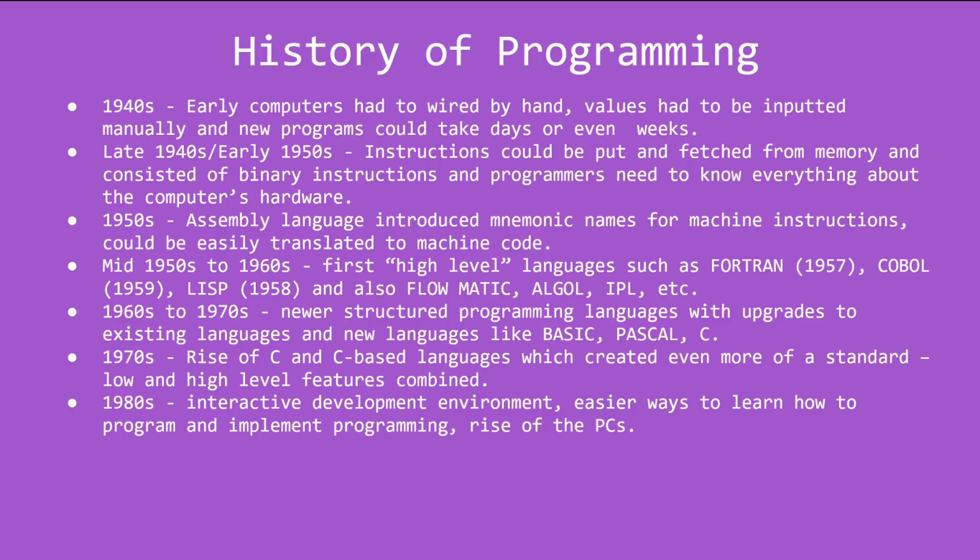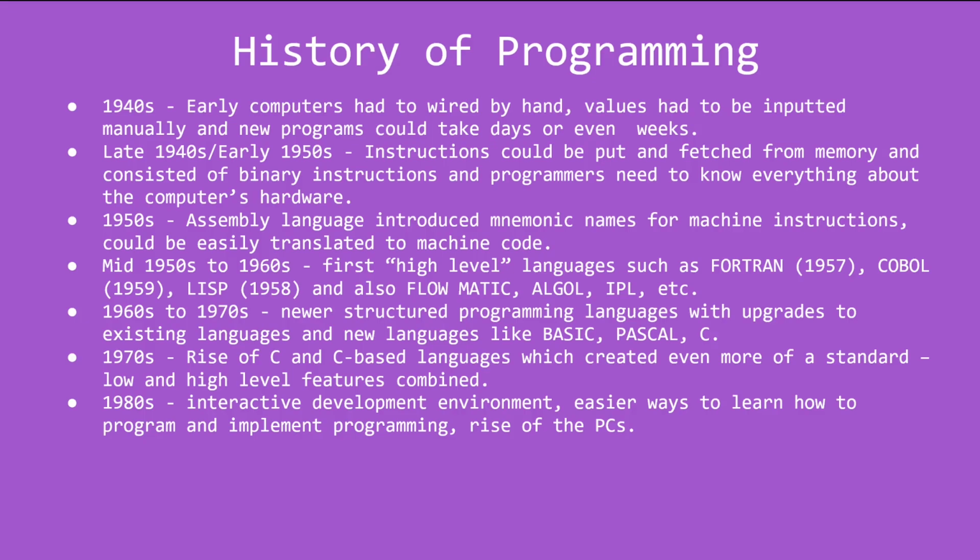But then within a few years after that, you had your first high level languages, mid 50s to the 60s. Fortran came out, COBOL, Lisp, but you also had things called Flowmatic, Algol, IPL, a lot of languages that aren't still used, but there are still somewhat modern versions of Fortran, COBOL, Lisp.